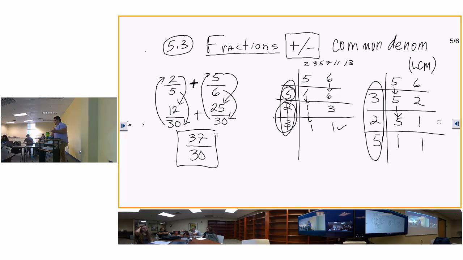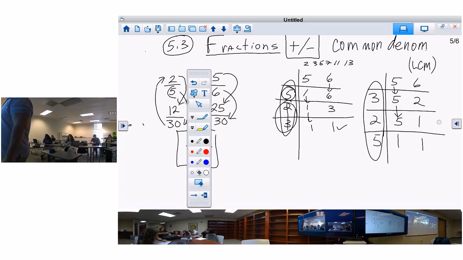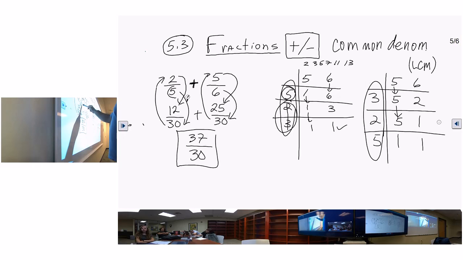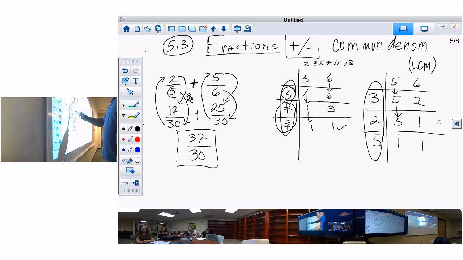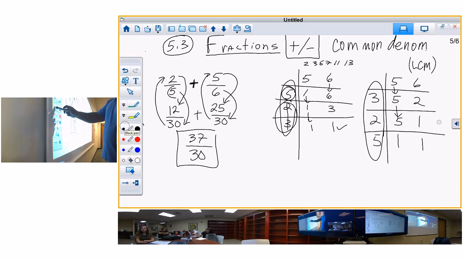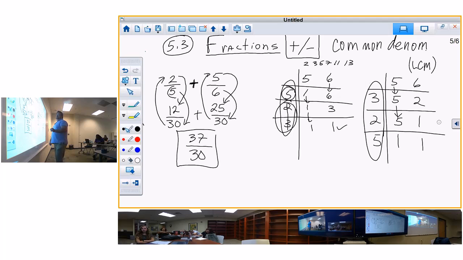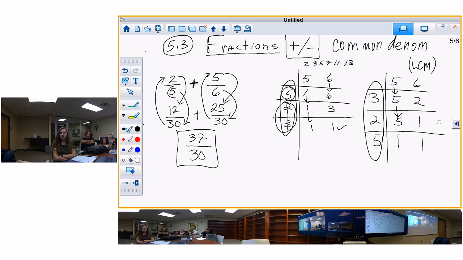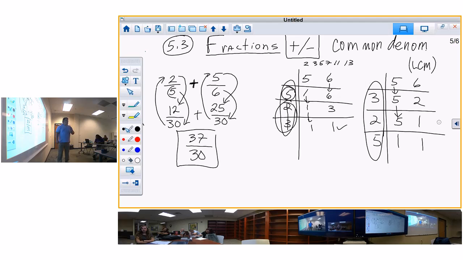The answer to the first question is, whenever we change the denominator to a common denominator, we have to change the numerator. Okay? So I'm going through it again. I'm not going to write it because all that's going to do is confuse you. How many times will 5 go into 30? 6. And 6 times 2 is 12. How many times will 6 go into 30? 5 times 5 is 25.